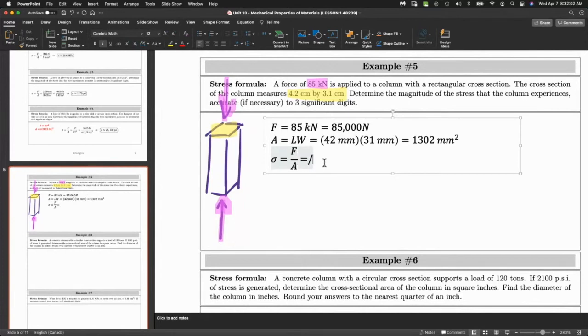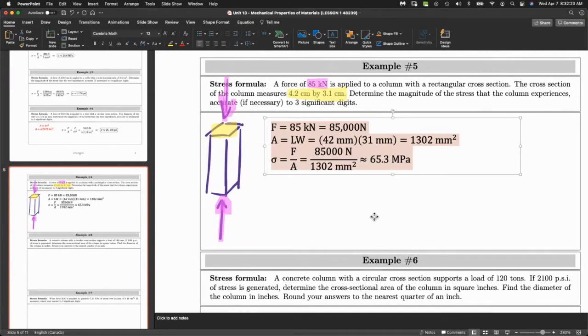Okay, so the stress is equal to the force divided by the area, so 85,000 newtons over 1,302 millimeters squared. That gives us, I did this earlier and I got 65.3 megapascal. Can someone confirm? They agree with that? Thank you. So that's the answer, me just kind of walking you through it in the lecture.